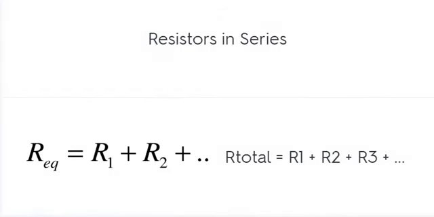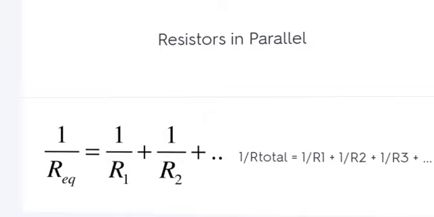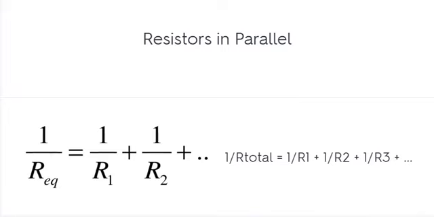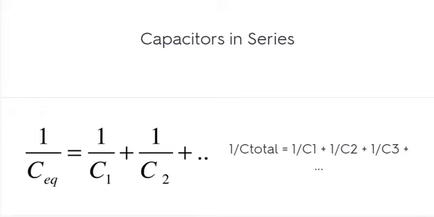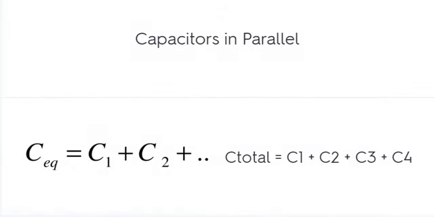Resistors in series: R total equals R1 plus R2 plus R3 plus so on. Resistors in parallel: 1/R total equals 1/R1 plus 1/R2 plus 1/R3 plus so on. Capacitors in series: 1/C total equals 1/C1 plus 1/C2 plus 1/C3 plus so on. Capacitors in parallel: C total equals C1 plus C2 plus C3 plus C4.